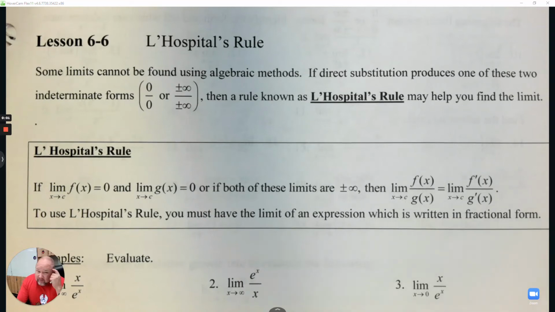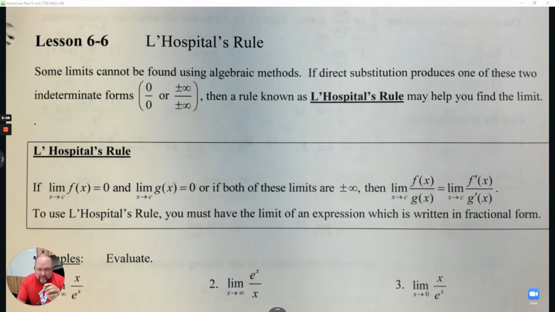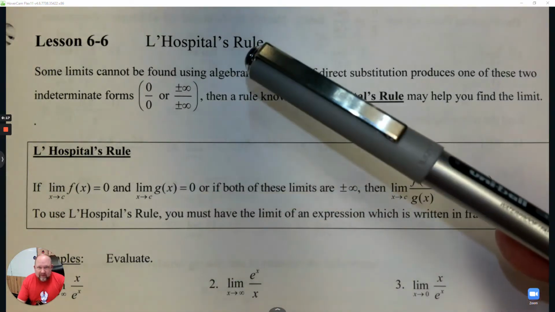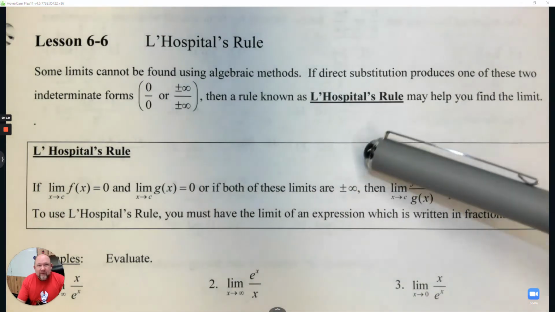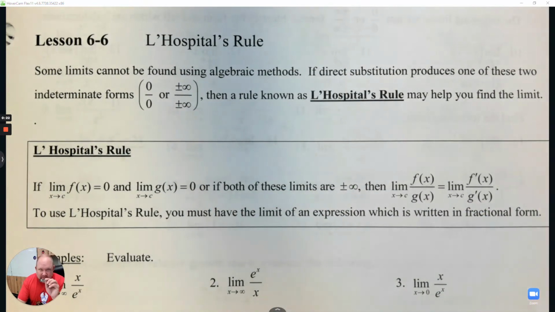All right, lesson 6.6. We're going to L'Hopital's rule. That's a French mathematician. What matters is it's used to evaluate limits. If a limit is indeterminate, that would be 0 over 0 or infinity over infinity, plus or minus, we can take the derivative of the numerator and denominator and then reevaluate. If it's still indeterminate, we can apply it over and over again until we have an answer.